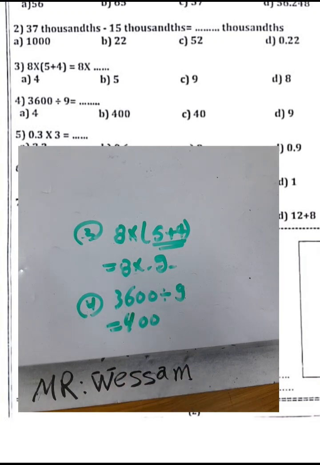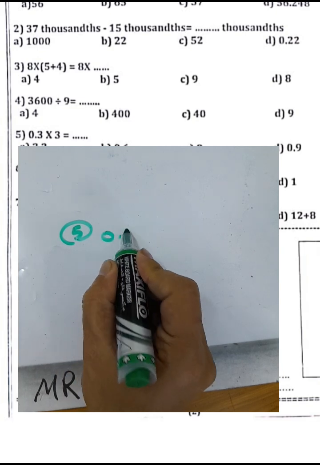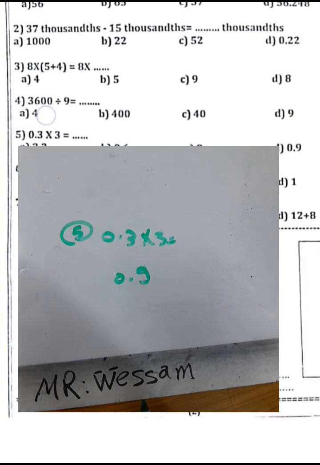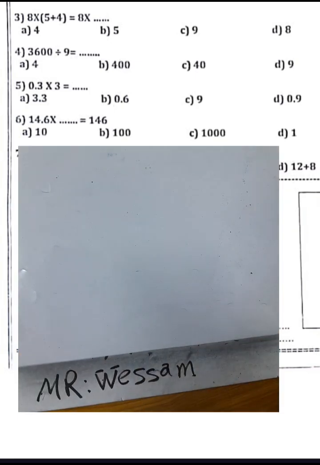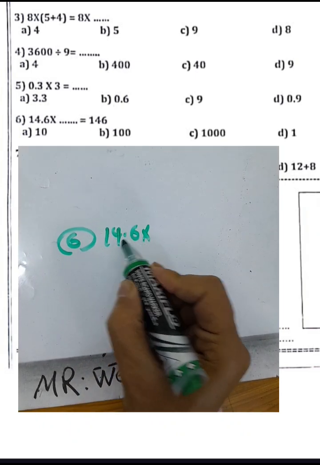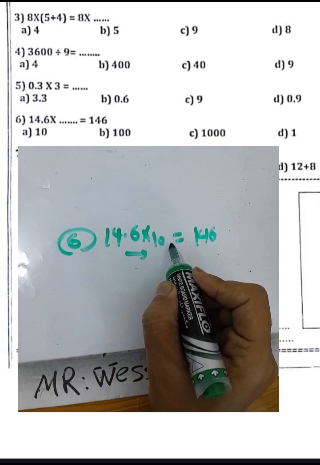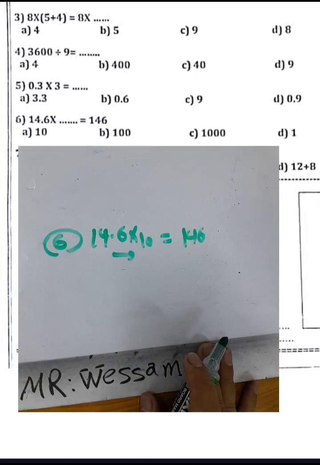Okay. Question number 5. 0.3 times 3, it will be 0.9. 3 times 3 equals 9. Question 6. 14.6 product by what equals 146. Multiplication here by 10 because the point moved right hand side by one place. The result will be 10. Put 10 in the space.